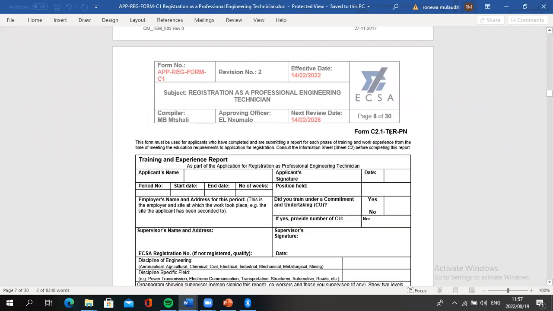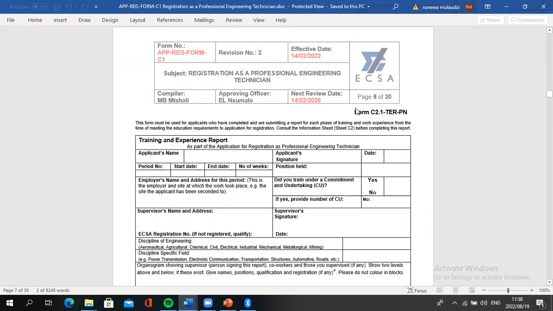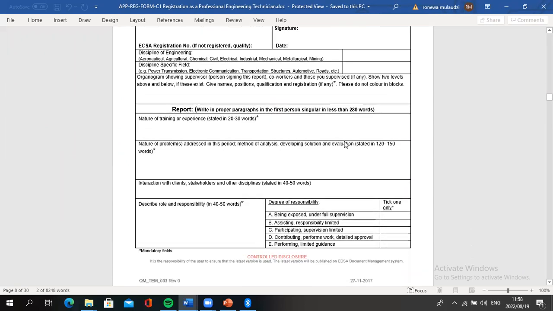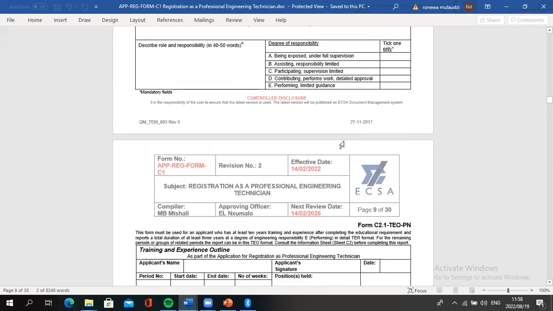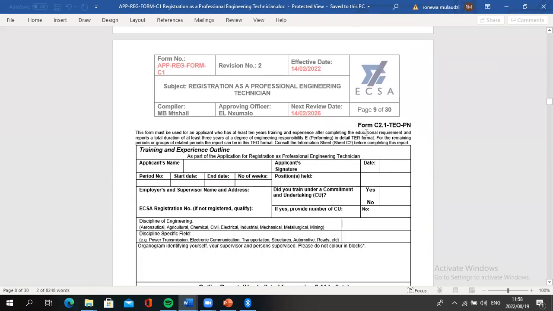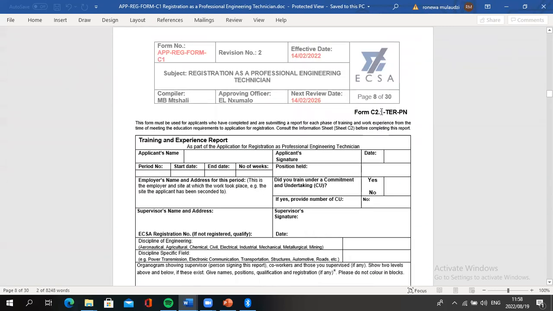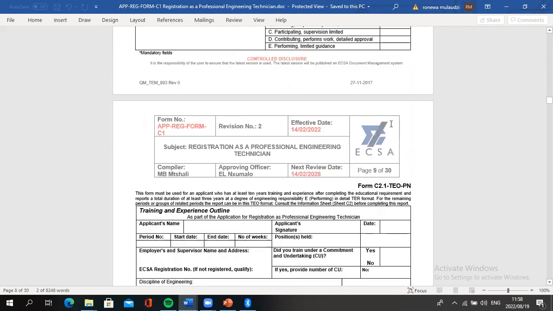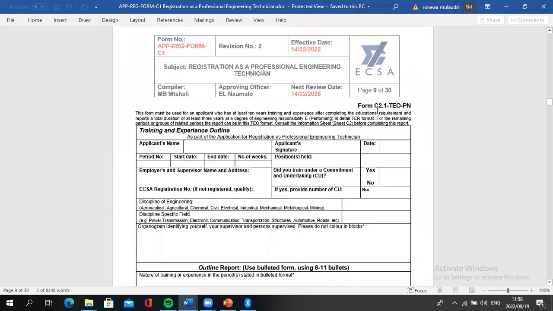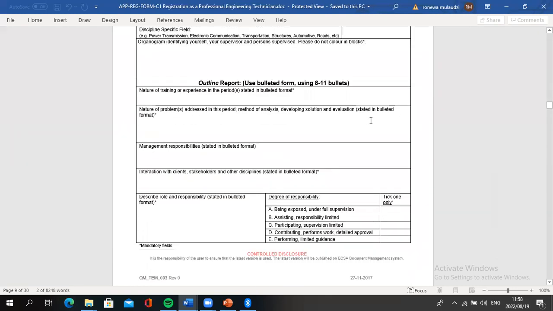Form C2.1 TER PN. This will be utmost important, applicable for you to submit your application. Form C2.1 TEO PN will also be applicable. So you're going to fill in one of the two, and then you will fill in the number of periods or reports that you want to put in.